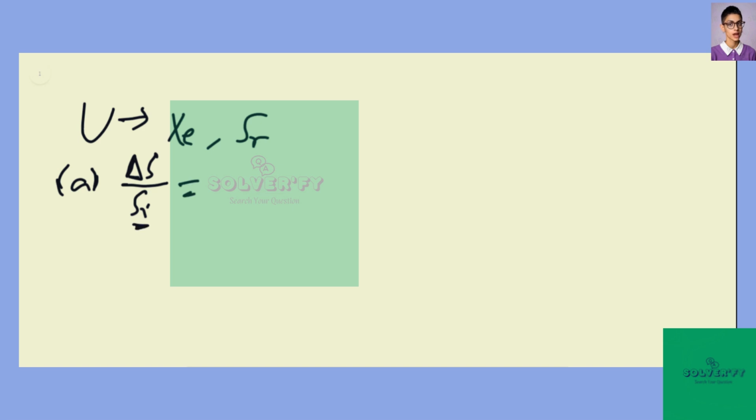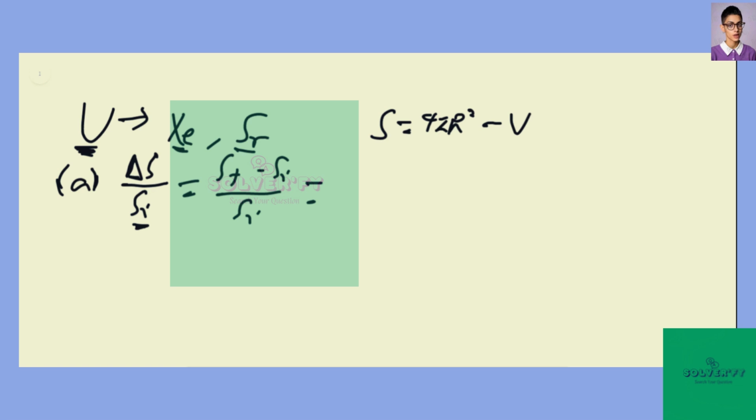SI is the initial surface area, which is the surface area of the uranium atom, and delta S is defined as SF minus SI, divided by SI. SF is the final surface area, which is the sum of the surface areas of these two elements. For a sphere, S equals 4 pi r squared, so this is proportional to V to the power 2 over 3, and this is also proportional to the mass A to the power 2 over 3.